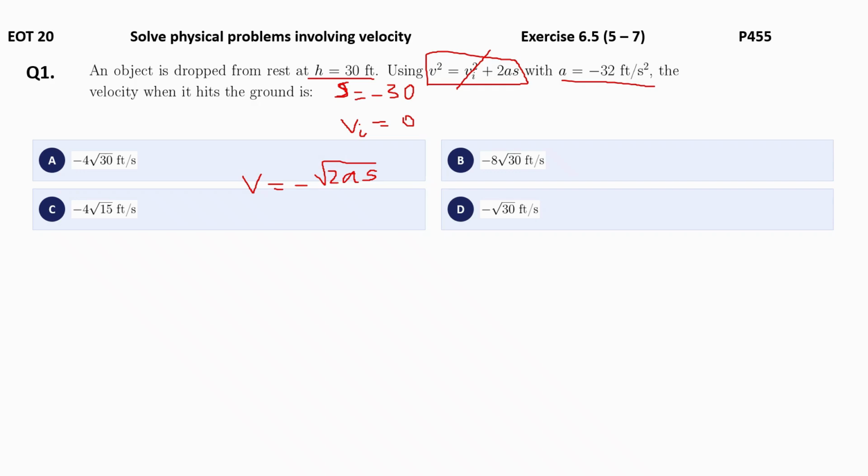Now substitute the value of a, which is negative 32. Substitute the value of s, which is negative 30. And you will be getting the answer as negative 8 root 30, which is option B. Unit is very important. Here in these options all represent feet per second. In case it's not given, you should know the velocity unit is feet per second if your acceleration is feet per second square.